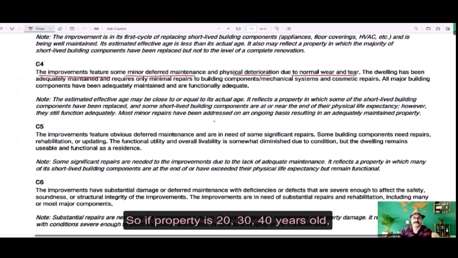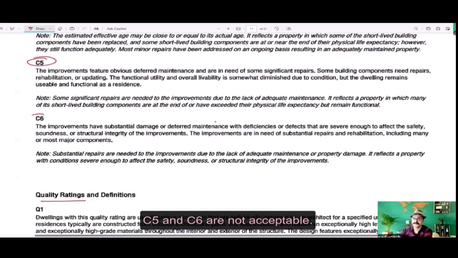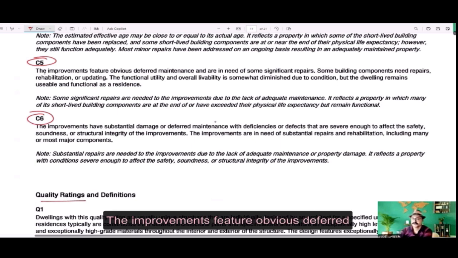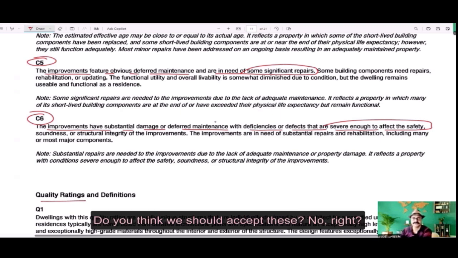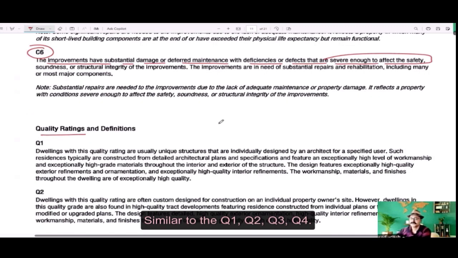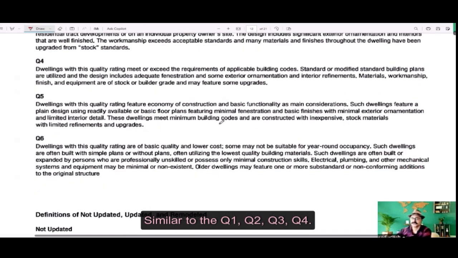So if a property is 20, 30, 40 years old, normal wear and tear will be there, right? But that is fine. C5 and C6 are not acceptable. For C5, the improvements feature obvious deferred maintenance and are in need of significant repair. C6, the improvements have substantial damage or deferred maintenance, with deficiencies or defects severe enough to affect the safety. Do you think we should accept these? No, right? Similar to the Q1, Q2, Q3, Q4.